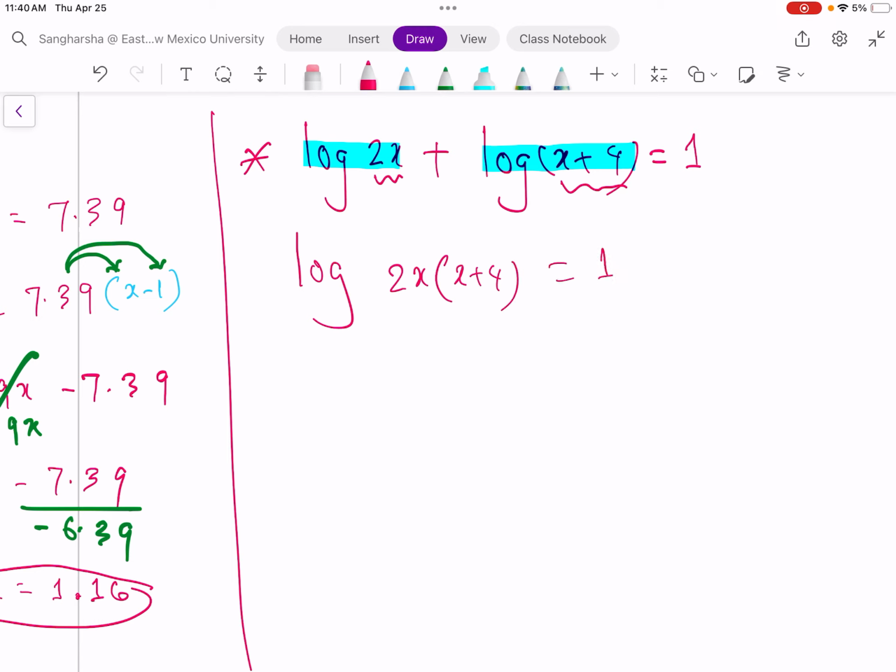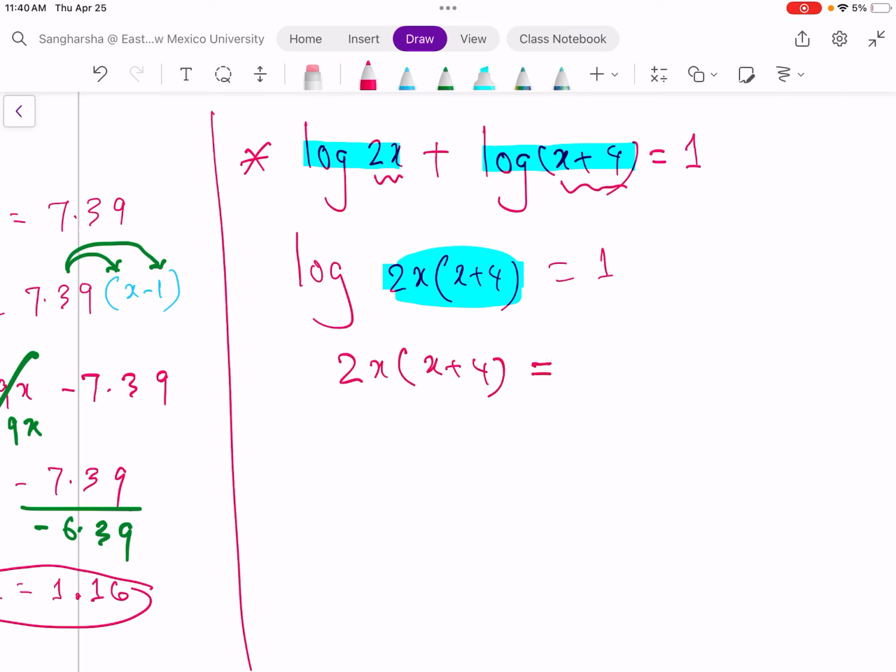Now, once you have the single log expression, you get rid of log. Getting rid of log means you are writing in terms of exponential form. So you start from here and write down whatever you have with log. So we have 2x times x plus 4 equals to base. What is the base here?